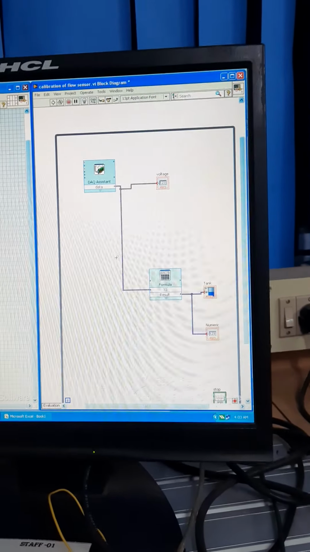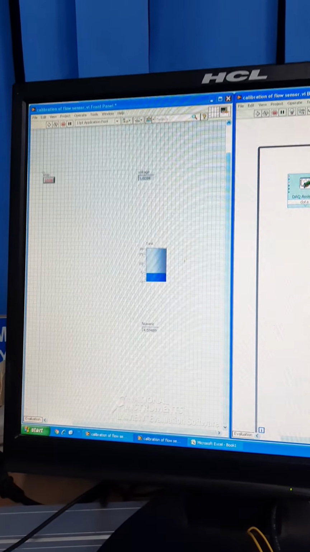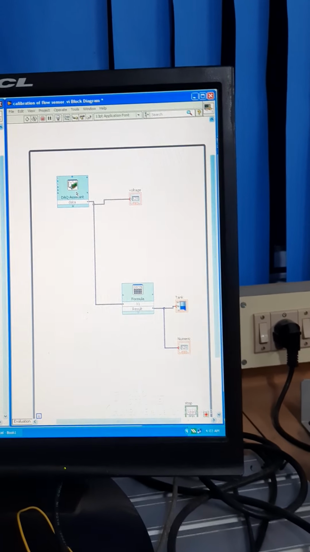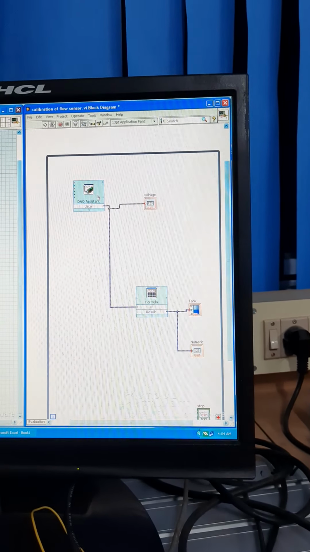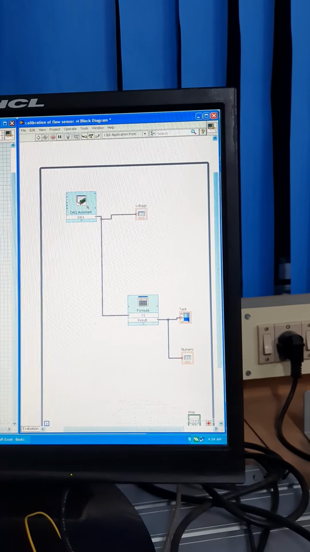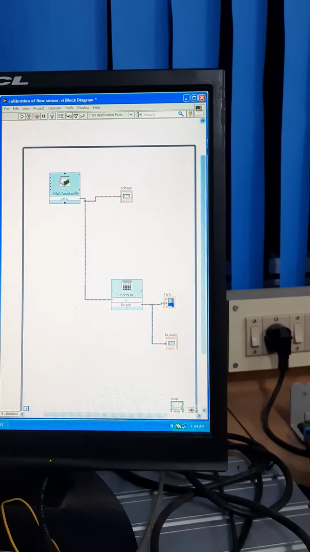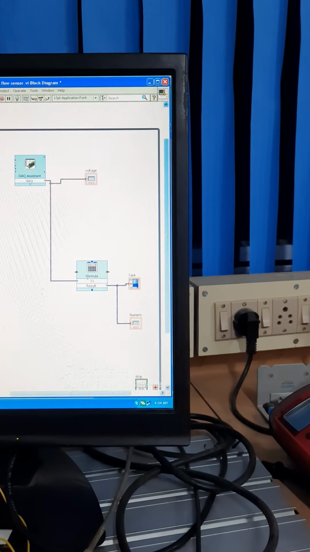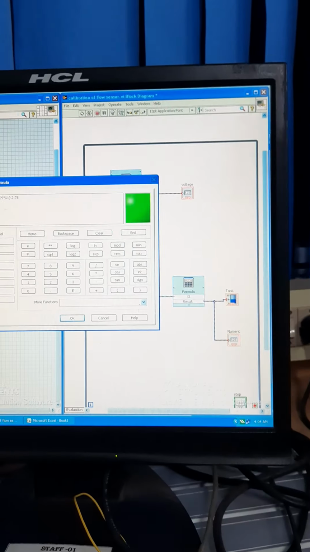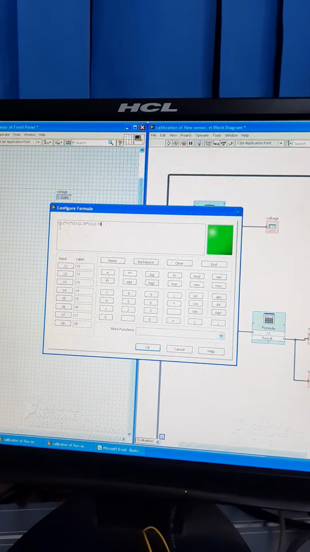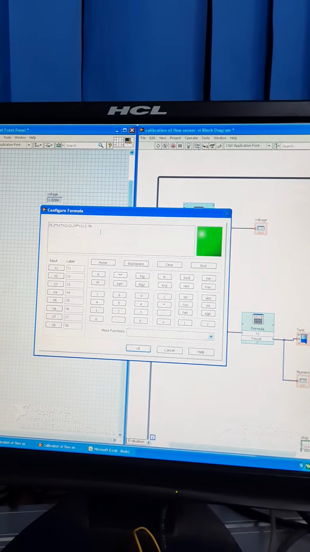Now this is the block diagram of the virtual instrumentation software. This is the front panel of the virtual instrumentation program. Now this is the DAC device. The DAC device is sensing the voltage generated by the flow sensor, and this is given as input to the formula. The equation you got using the trend line is input in this formula.